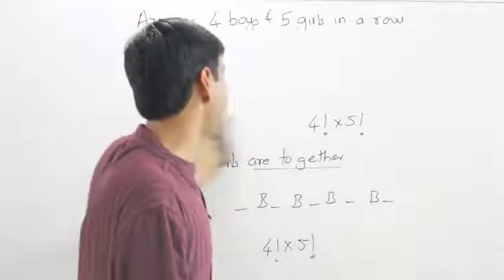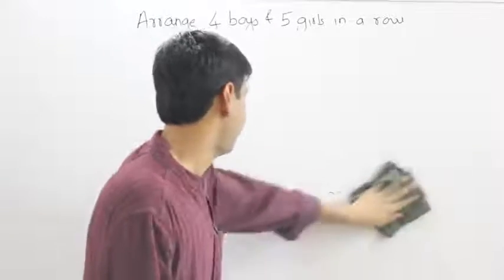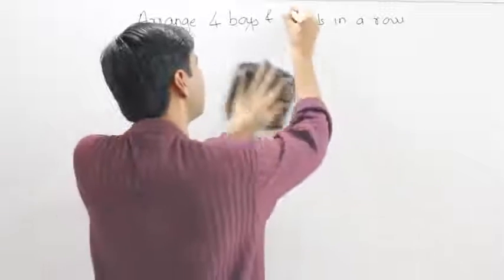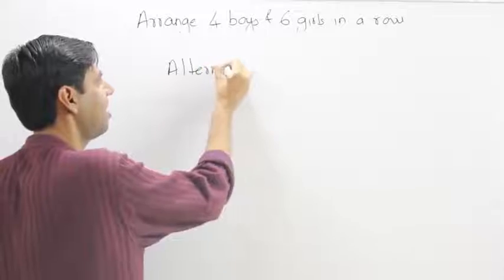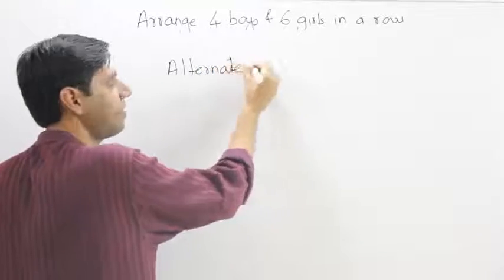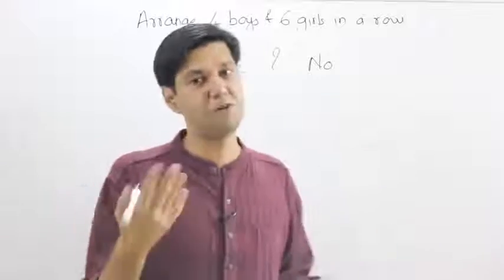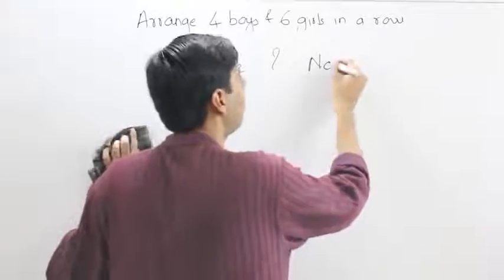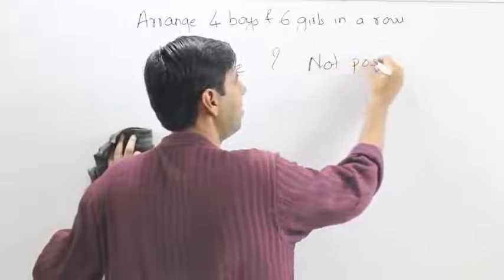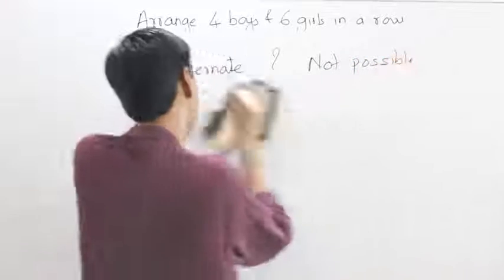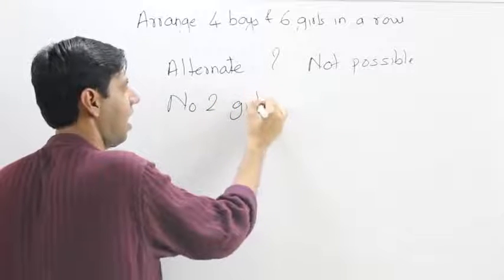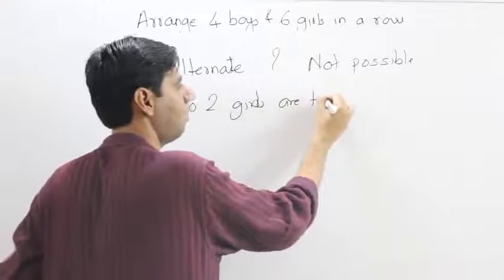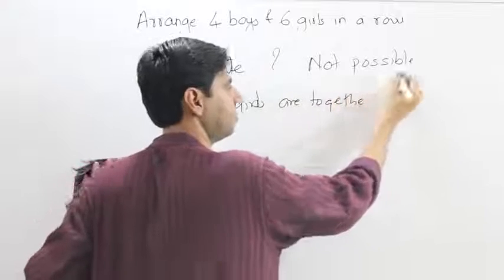And yet to wind up, let's increase one more number over here. Let's say there are 6 girls. The alternate case is easy, so let's finish this first. If girls and boys are alternate, is it possible? Just 4 boys. So the 4 boys could separate out 5 girls, but one of them has to be together. So not possible. Similarly, no 2 girls are together will also not be possible.